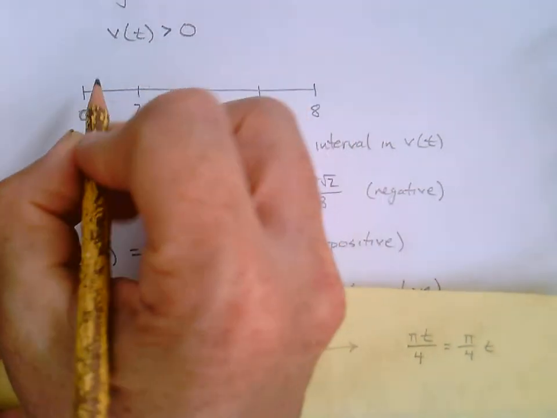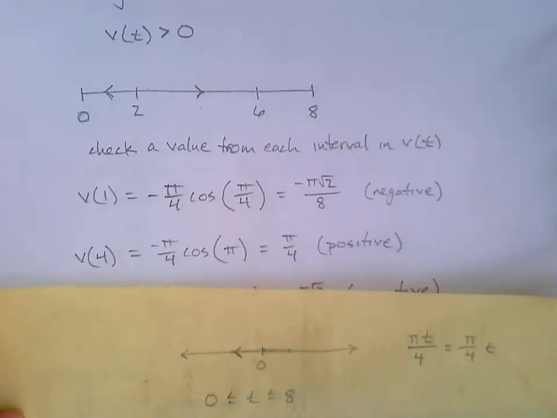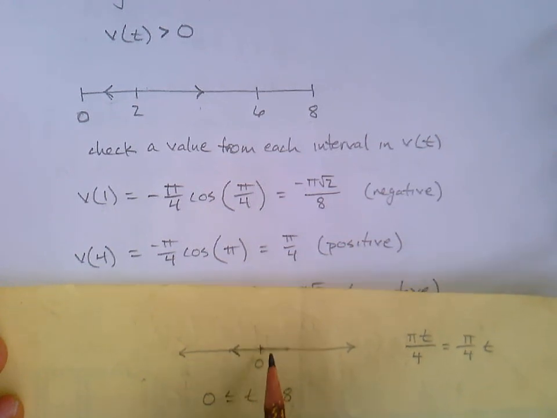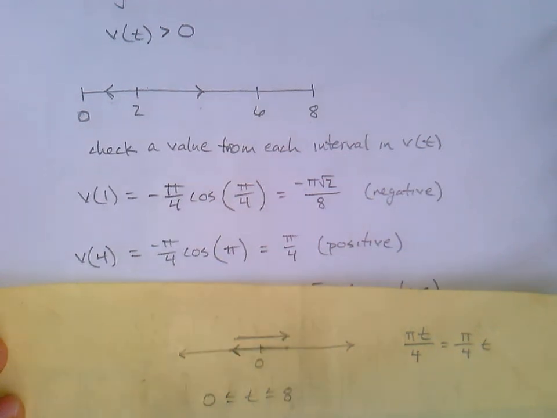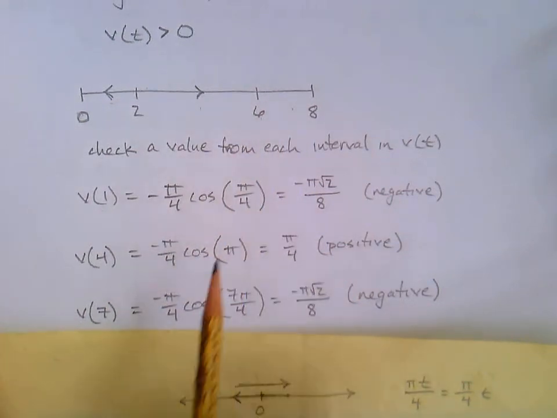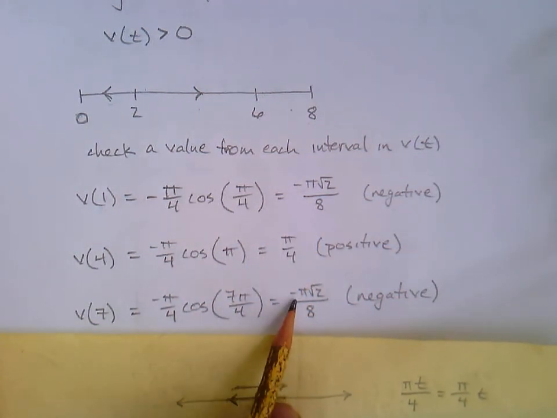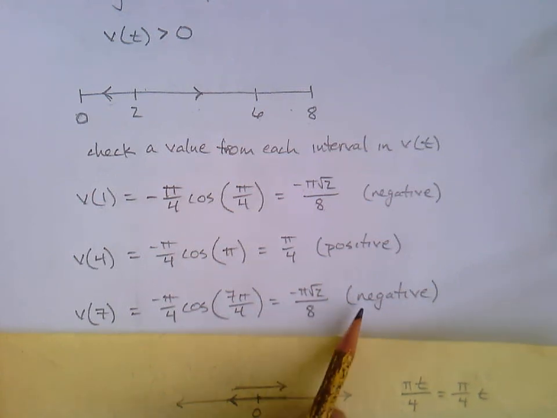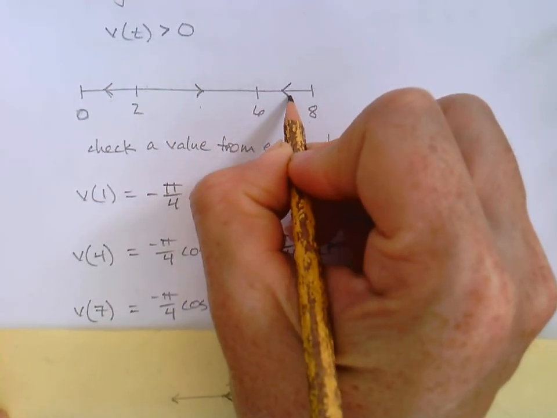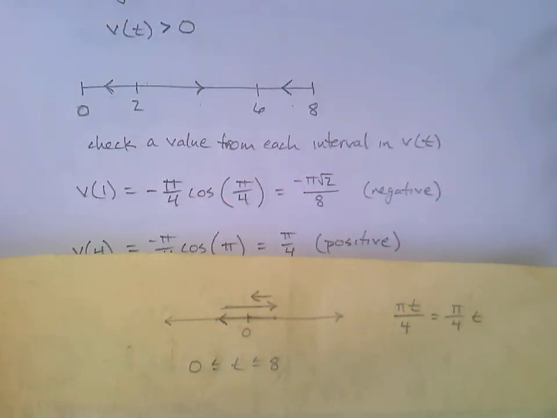Okay, so it is moving in the negative direction here, but then here it's moving in the positive direction. So after 2 seconds, it turns around, and for 4 seconds, it goes back. Maybe we draw it up here. It goes back this way. Then at 6 seconds, it stops, and let's check what's happening at 7 seconds for that last interval. Turns out it's the same result as back here. Cosine of 7 pi over 4 gives you negative pi root 2 over 8. It's negative again. So for that last piece, it's going back this direction just for a couple of seconds. I think it winds up back at the origin.